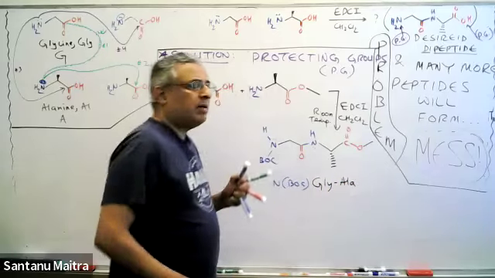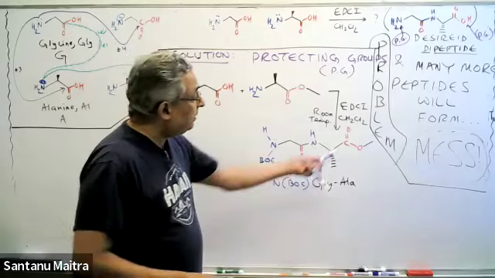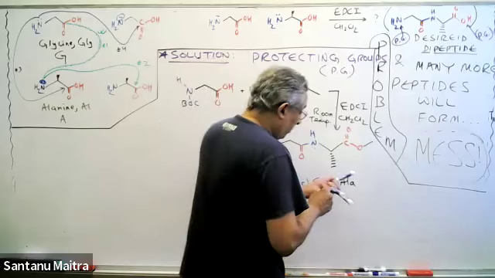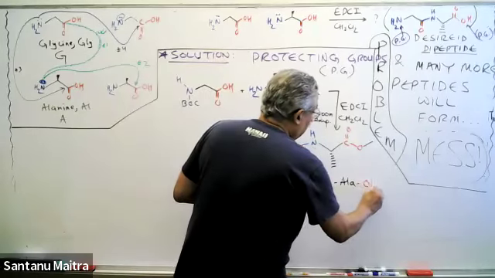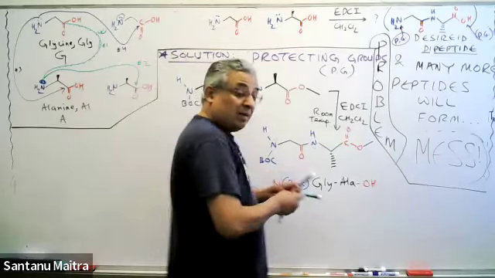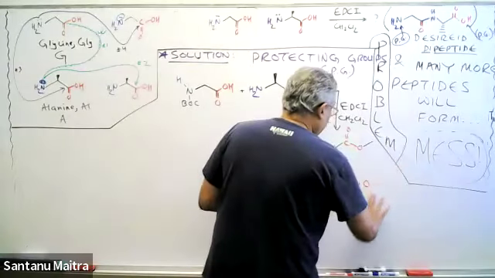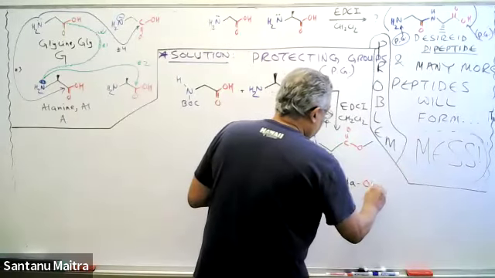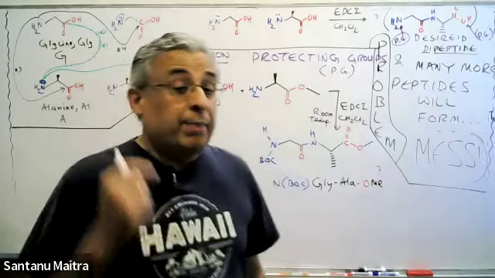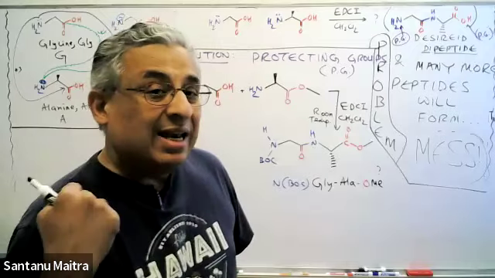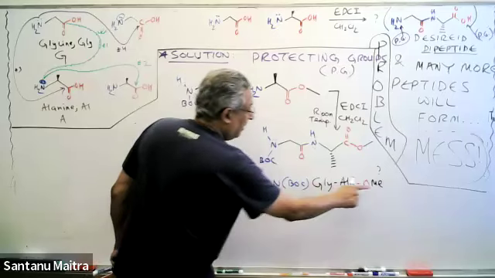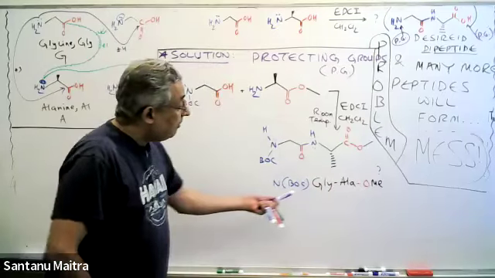How do they write? They usually write when it's a free OH, they write it as COOH. But in this case, it's not an OH, it's an ester. Maybe it'll be written as OMe. I'm not 100% sure. I'm not going to BS with you. So usually a peptide chain is written from N on the left to the C on the right. This is the N end, that's the C end. Okay, this is how it's going to be written.